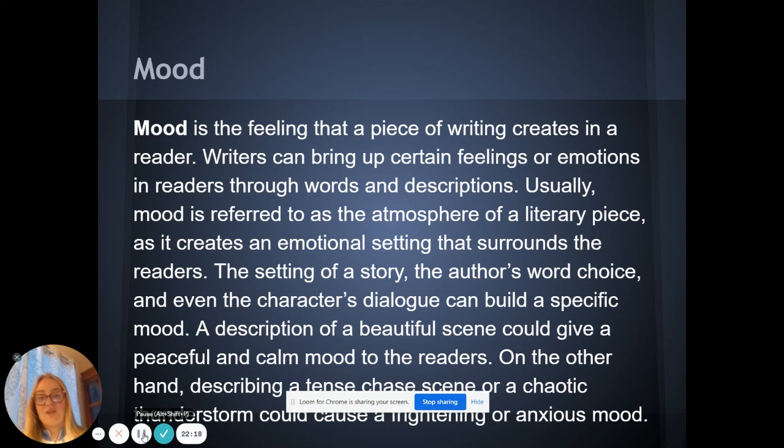So a mood is a feeling that a piece of writing creates in a reader. Writers can bring up certain feelings or emotions in readers through words and descriptions. Usually the mood refers to an atmosphere of the literary piece, as it creates an emotional setting that surrounds the readers. The setting of a story, the author's word choice, and even a character's dialogue, or two characters talking to one another, can build a specific mood. A description of a beautiful scene can give a peaceful and calm mood to the readers. On the other hand, describing a tense chase scene or a chaotic thunderstorm could cause a frightening or anxious mood.